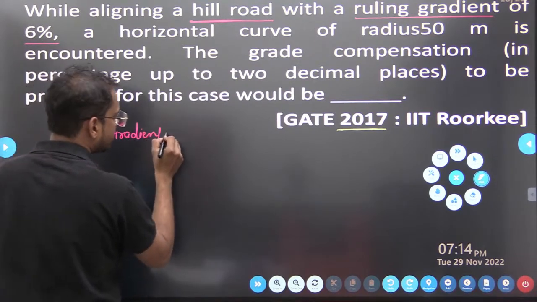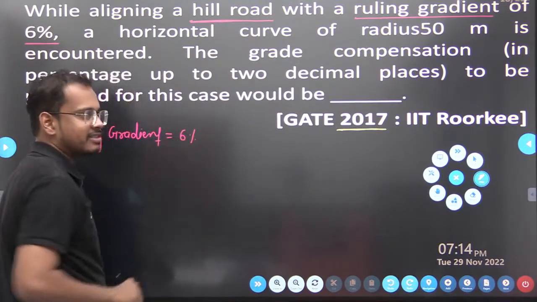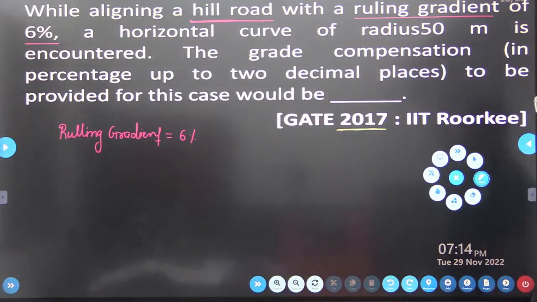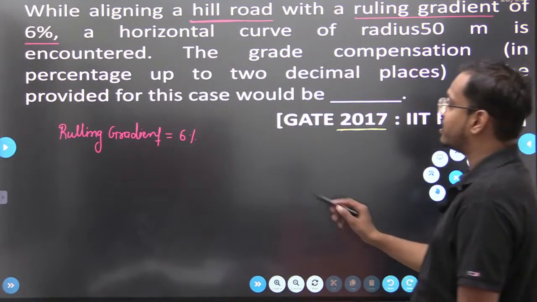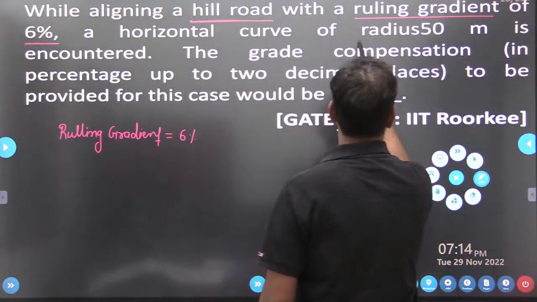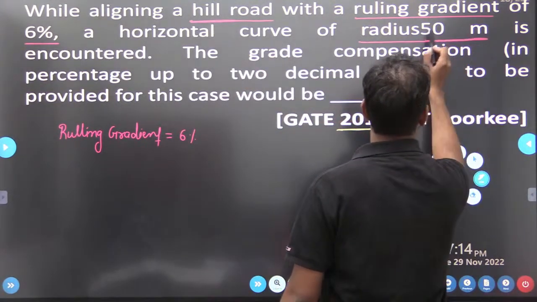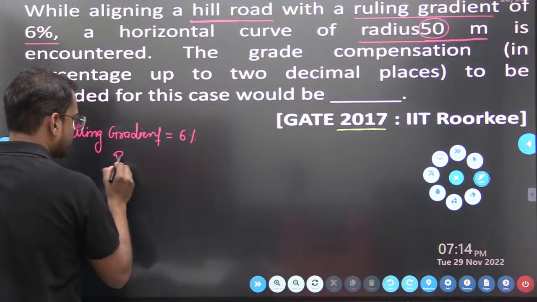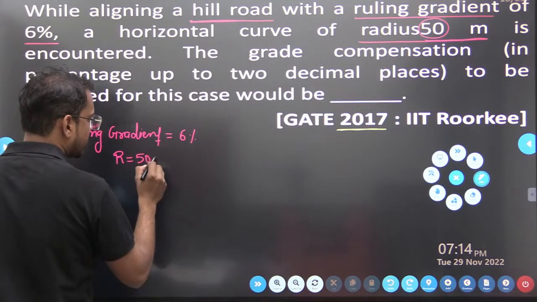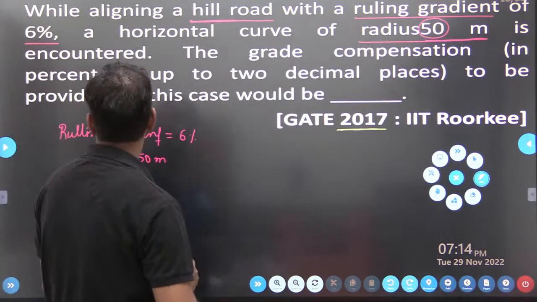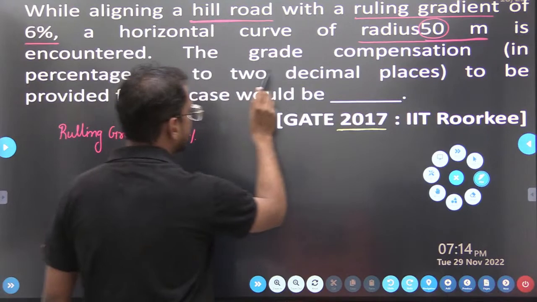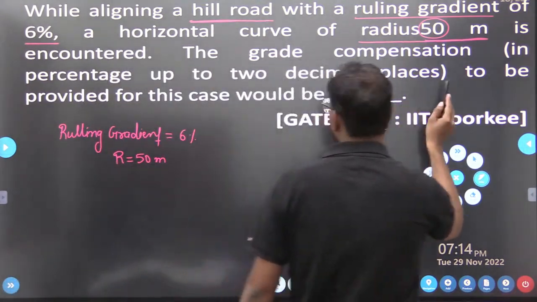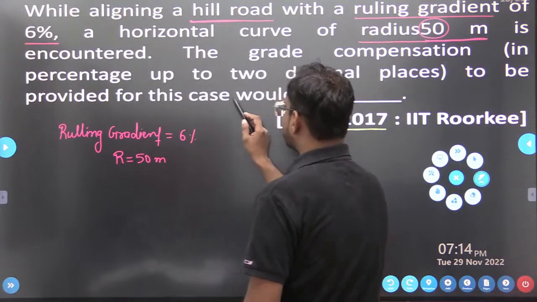Ruling gradient is equal to how much percent? 6%. The ruling gradient is given in the question, and its value is 6%. On a horizontal curve of radius 50 meter, the radius is already given in the question, and the value of radius is 50 meter. Is encountered, the grade compensation in percentage up to decimal places to be provided for this case would be.